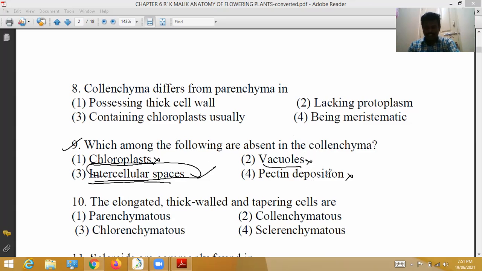Intercellular spaces are absent in collenchyma due to the deposition of pectin at the corners. Just now I discussed this: due to the deposition of pectin at the corners, intercellular spaces are absent. So for the 9th question, the correct option is the 3rd.